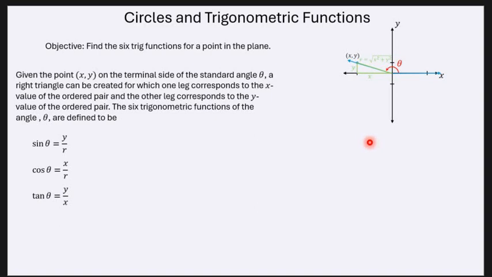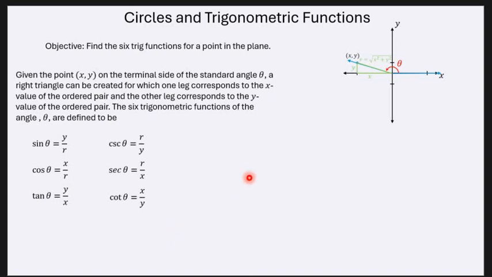And then we find the reciprocals. So the reciprocal of the sine is the cosecant. The reciprocal of y over r is r over y. So the cosecant of theta is r over y. The secant is the reciprocal of the cosine. So the secant of theta is r over x. And the cotangent is the reciprocal of the tangent. So the cotangent of theta is x over y.